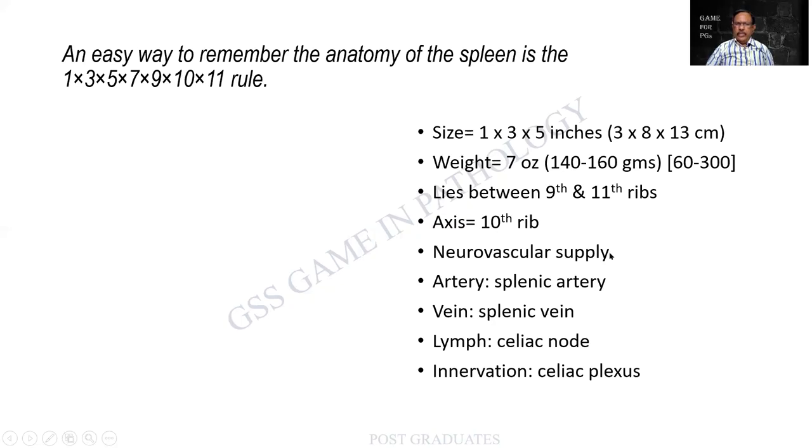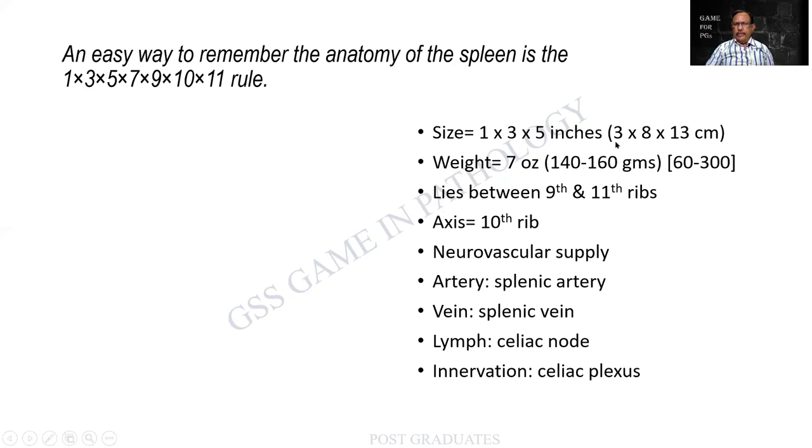Regarding the neurovascular supply, the artery is a splenic artery, vein is a splenic vein, lymph is the celiac node and innervation is the celiac plexus. Quite easy for us to remember, unlike the other organs to which we shall be going at a later date. So please do remember this: 1, 3, 5, 7, 9, 10 and 11. That will be the rule.